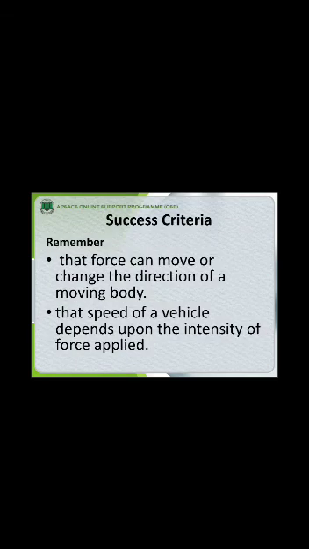Here is an activity on textbook page number 64. Here are some vehicles driven by human, animals, or by the force of engine. Sort them out by labeling them with correct option given in the box. An option can be used more than one time. Success criteria of the lesson is: remember that force can move or change the direction of a moving body, and also the speed of a vehicle depends upon the intensity of force applied.